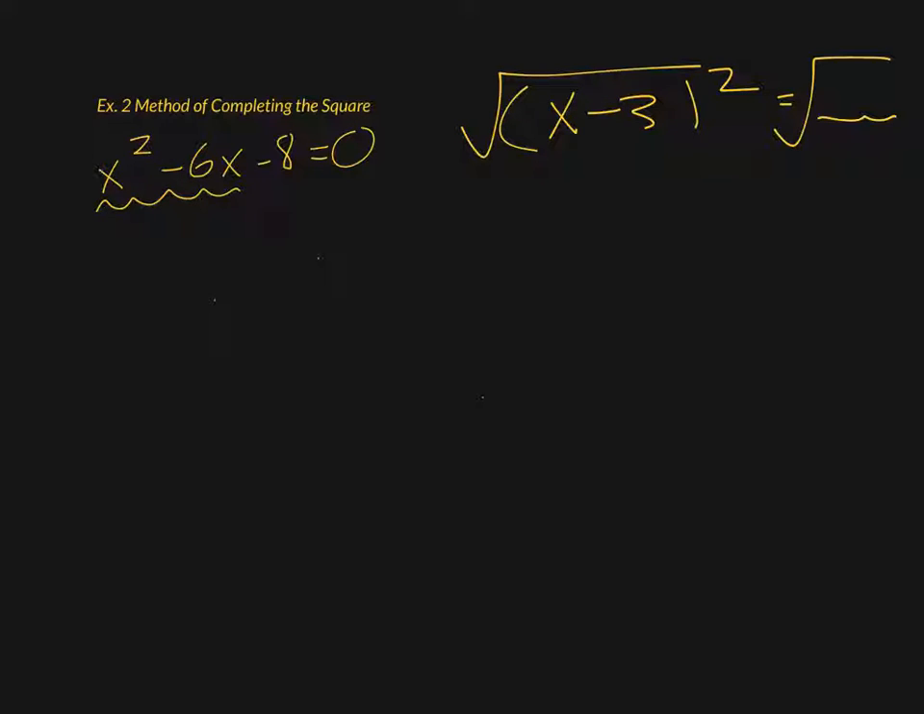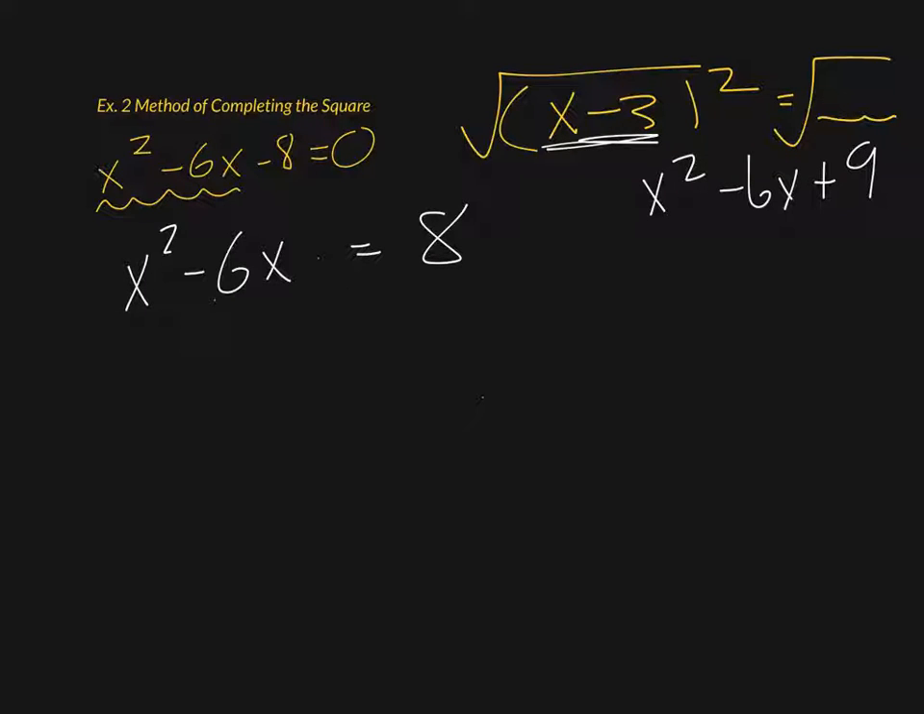So let's look at our original equation, x squared minus 6x minus 8. Add the 8 to both sides. That gives us x squared minus 6x equals 8. Now, we know we want it to be this x minus 3 quantity squared, and we know that that expands into x squared minus 6x plus 9. So we know we need to add a 9 on both sides. By doing that, our left side is x squared minus 6x plus 9, and our right side is 17.